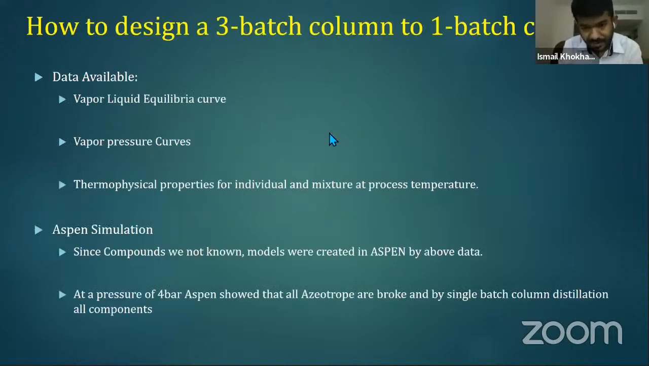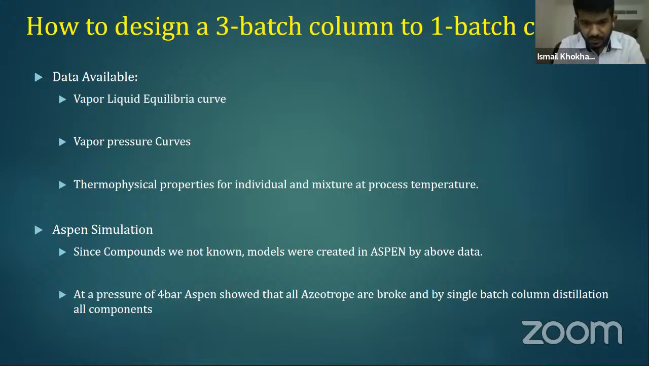So now the question remained, the major target remains the same: how to design a three-batch distillation column into a single batch distillation column. What was required was that we had the vapor liquid equilibrium curve, we had the vapor pressure curve, and by now we had all the thermophysical properties of the individual compounds and the mixture at the process temperature. So now we took some help from Aspen.